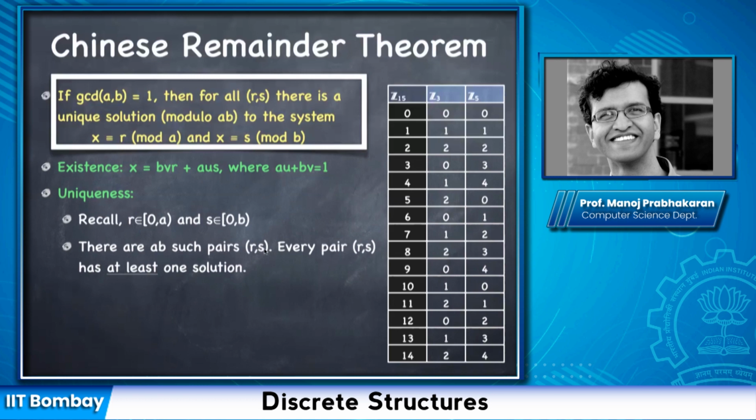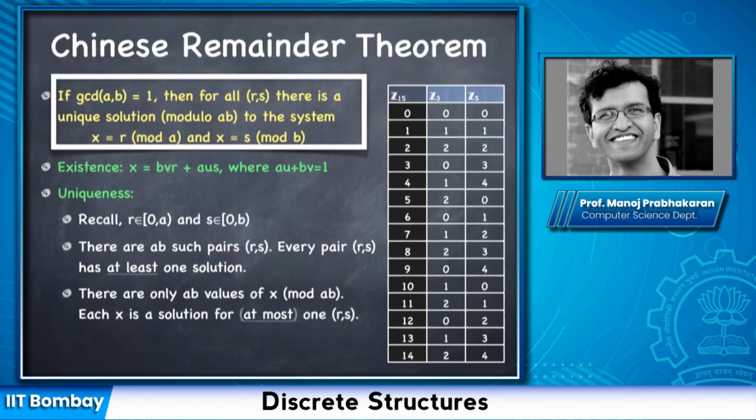And we already just now argued that no matter which one you pick, there is a solution. This equation has a solution for R, S. So every R, S has some X that satisfies the equation. On the other hand, I want to prove that modulo AB, it has at most one solution. So how many possible X's are there? Well, there are only AB values of X modulo AB, right? So 0 all the way to AB minus 1.